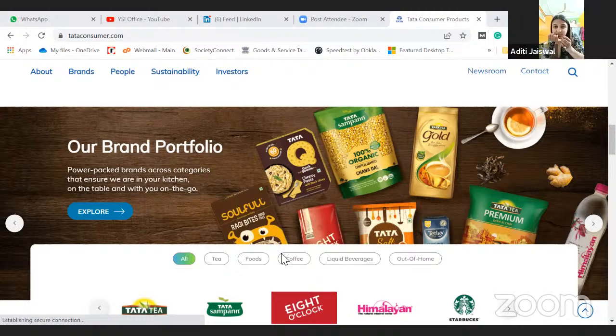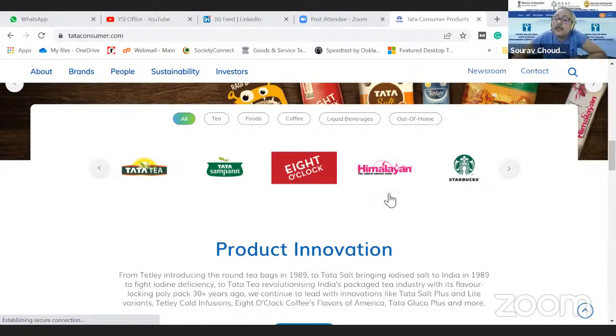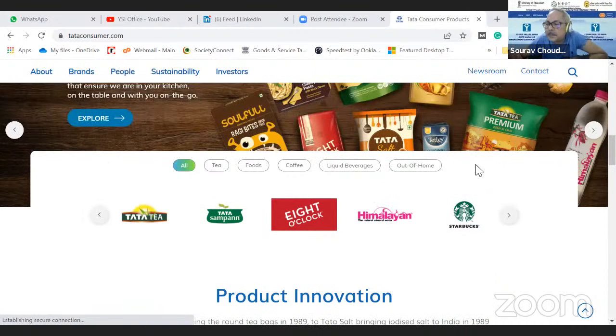So the first time I'm listening, देख रही हूँ Tetley is also a brand of Tata. Tetley is a major brand. It's an exported brand. Tetley tea are basically the tea bags. सारा दुनिया में मिलता है ये. 8 o'clock is a brand. Himalaya is a brand. Starbucks is a. These are all Tata Tea, Tata Sampann are under the umbrella brand Tata. The rest of them are not under the umbrella brand.